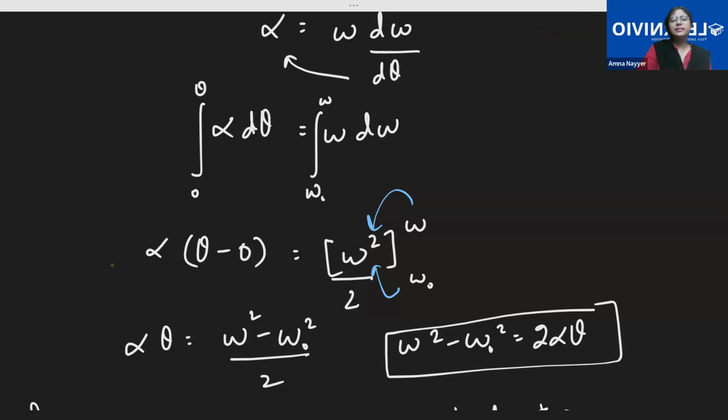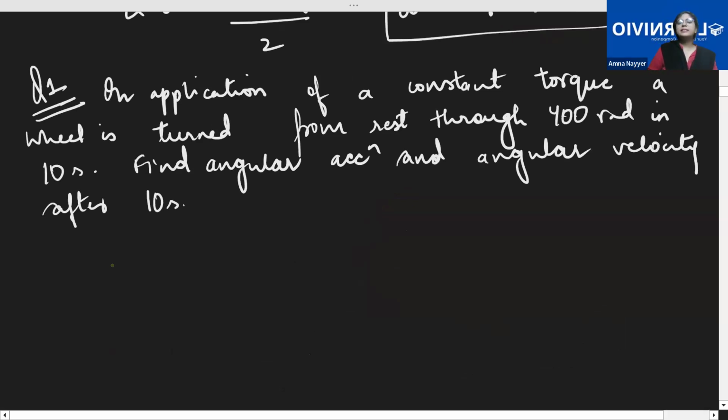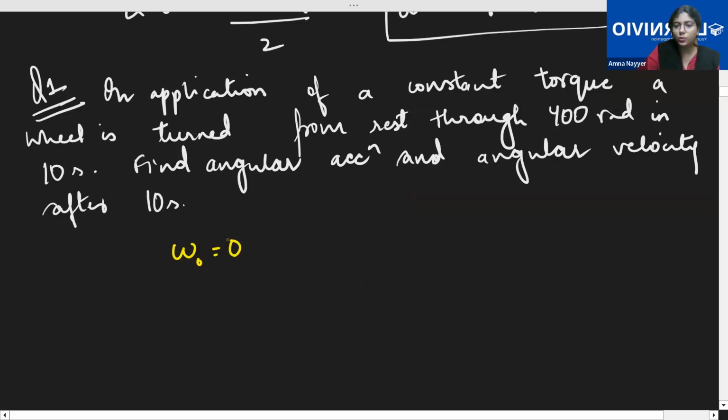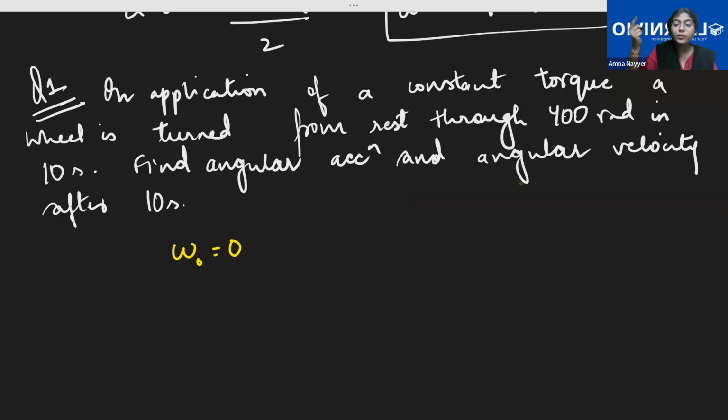Let's practice some numericals on this. This says that on application of a constant torque, a wheel is turned from rest through 400 radian in 10 seconds. Now it is starting from rest, which means initial angular velocity is zero. Through 400 radian, radian is the SI unit of angle, that is angular displacement. So theta is given as 400 radian.